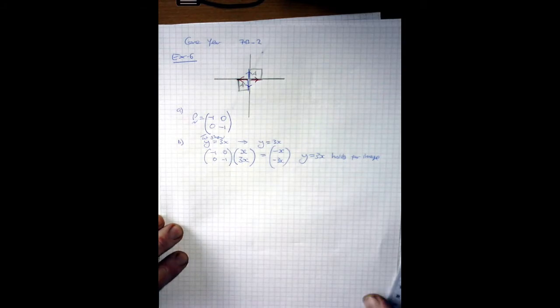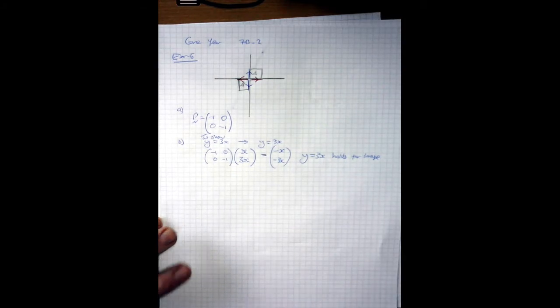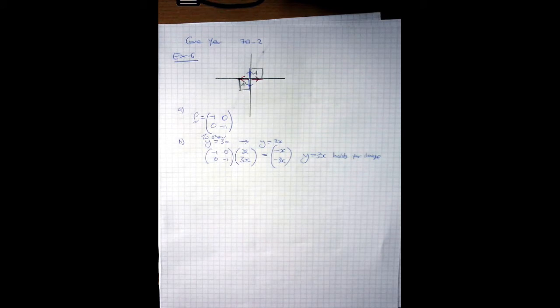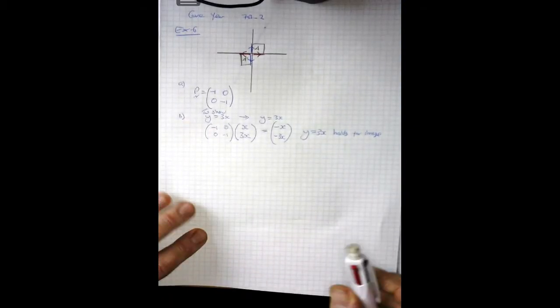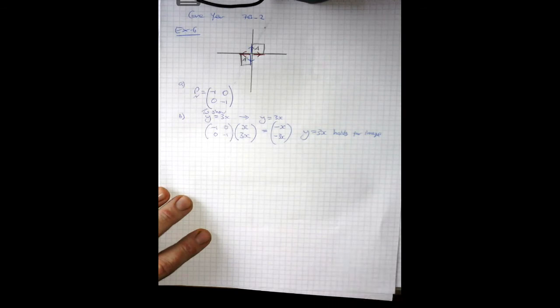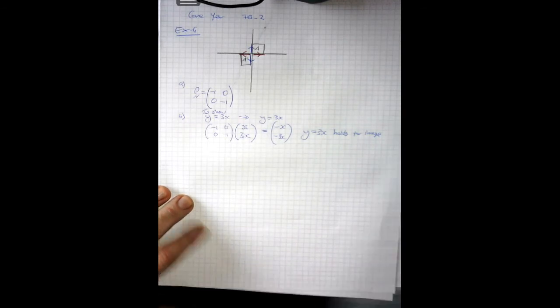Now, I'm not going to do example 7 yet. I'm just going to talk about rotations generally. Here is my unit square again. I'm going to draw it quite big this time. Oops. Okay, so here's my unit square again.